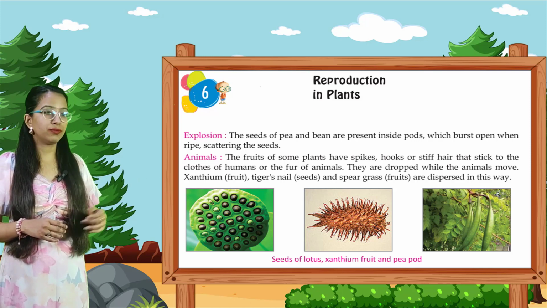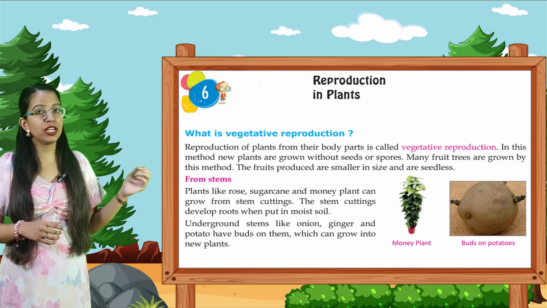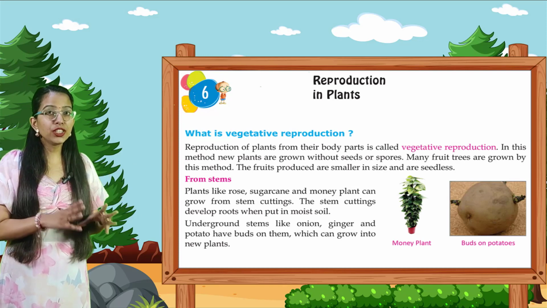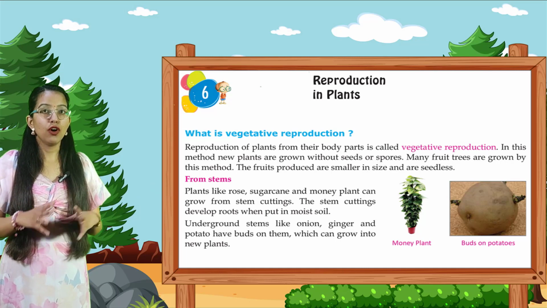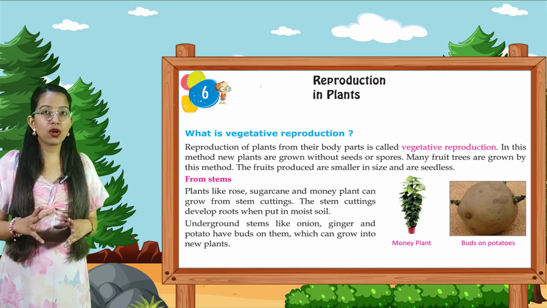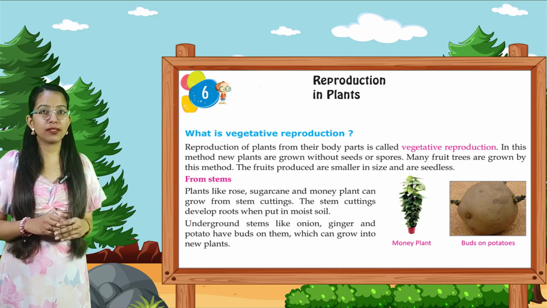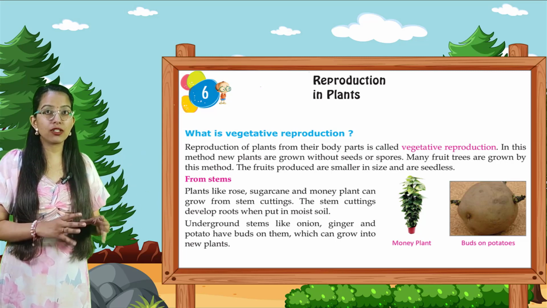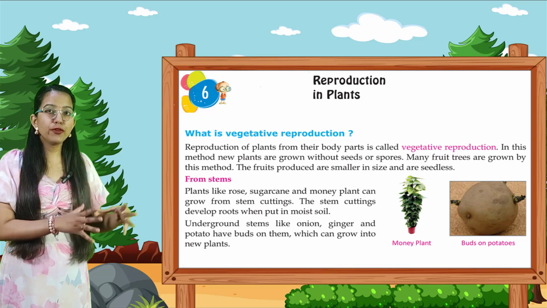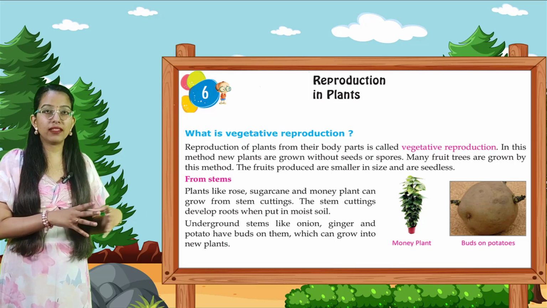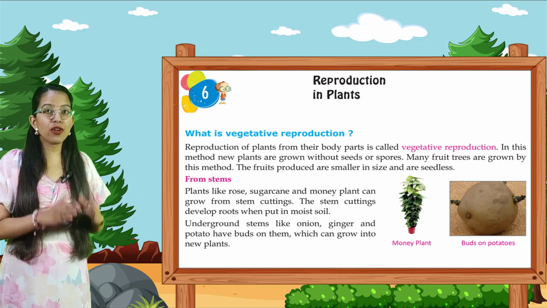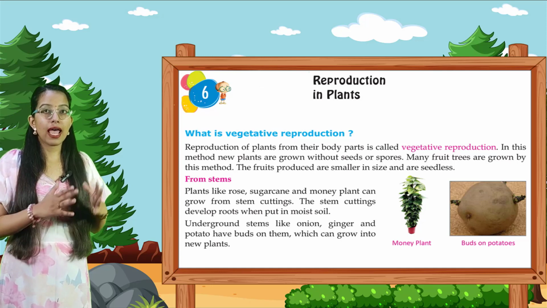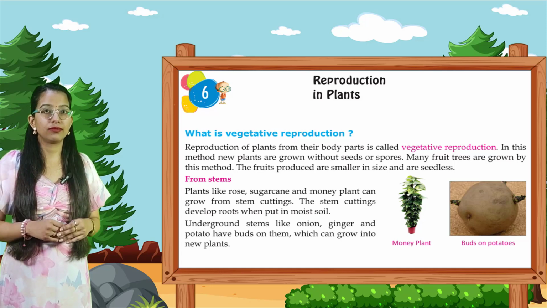Look at the diagram. What is vegetative reproduction? Reproduction of plants from their body parts is called vegetative reproduction. In this method, new plants are grown without seeds or spores. Many fruit trees are grown by this method. The fruit produced are smaller in size and are seedless.